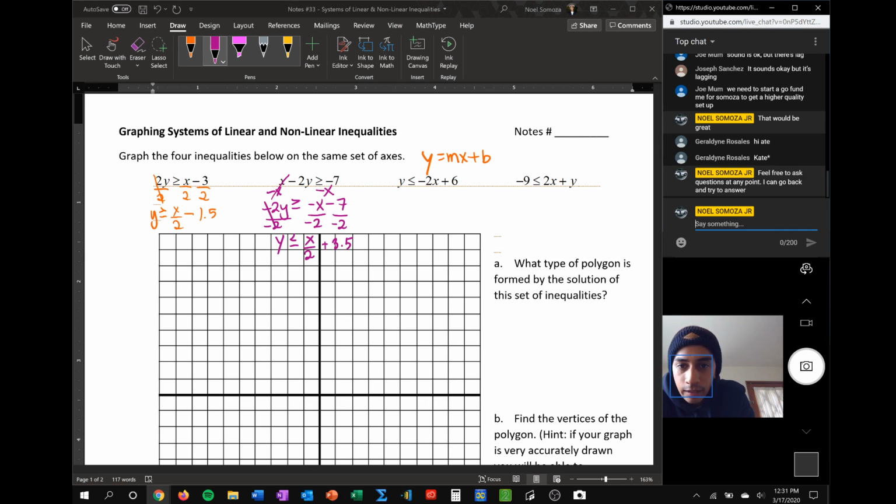All right, so now if we keep it moving, the next one is already good as is, right? Y is less than or equal to negative 2x plus 6. It's already in mx plus b form, right? So we can go ahead and leave that one alone, and we'll move on to the last one.